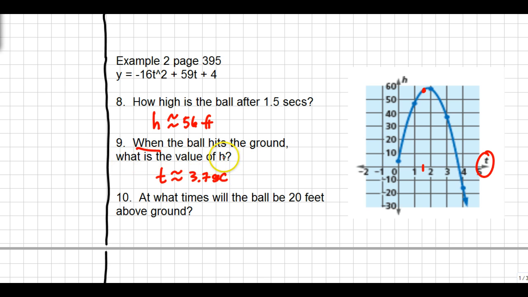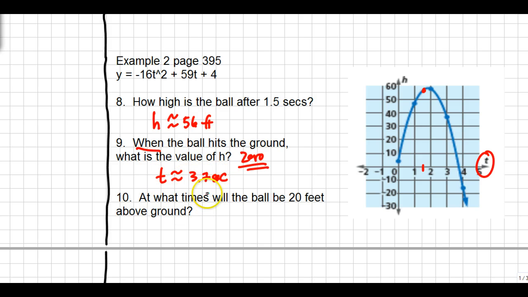And then what is the value of h at that point? Meaning, what is the height when it hits the ground? Obviously it has to be a 0. When you hit the ground, your height is 0. So be careful about how they ask that question. They may say, when does it hit the ground, or what is the height when it hits the ground? The height would be 0, but the time would not be.